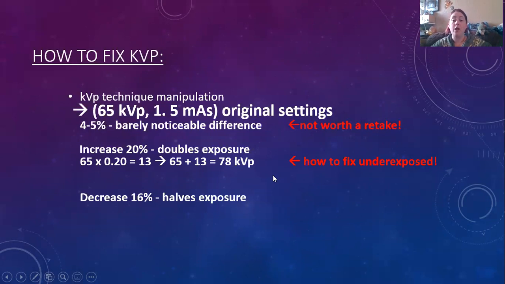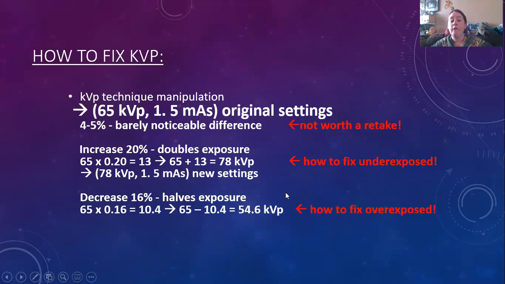How to fix if it's underexposed? So our new settings will be 78 kVp, 1.5 mAs. If on the other hand, it is overexposed, we're going to need to decrease it. And to change kVp, we decrease it by 16%. So 65 times 0.16 gives us 10.4. So we would say 65 minus, because we're decreasing, 10.4 gives us 54.6 kVp. So our new settings would be 55 kVp and 1.5 mAs.